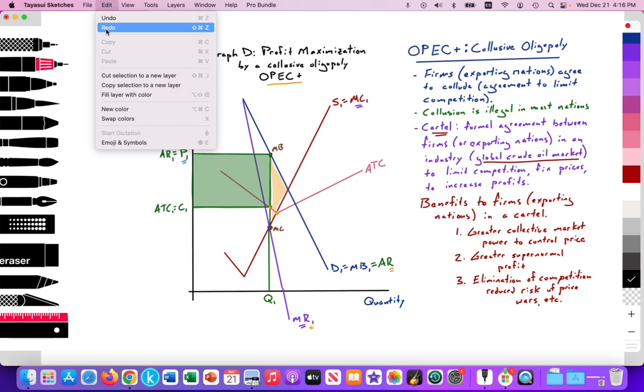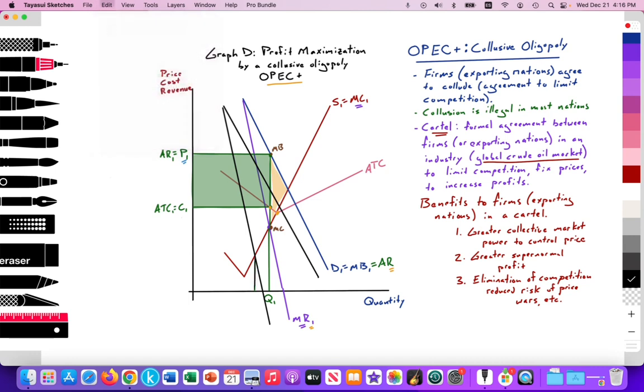I'm going to draw a demand and marginal revenue curve to illustrate this, and I'm going to change a few things. This will now be D1, equal to our marginal benefit, equal to our average revenue. And this will be D2 over here, D2, marginal benefit 2, and the average revenue. So we're going to have our demand curve shifting out. This will be marginal revenue 2, and this will be marginal revenue 1.